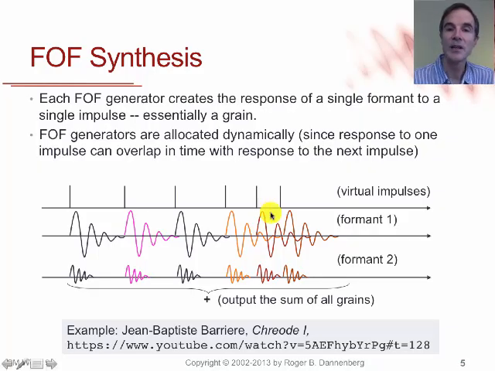And because these grains can overlap, as you see over here, when the pulses get closer together, the decay time might be so large that there's overlap. So in terms of programming, these FOF generators have to be dynamically allocated for each pulse and freed when the pulse completes, and we just sum up all of the actively running pulses. We can simulate multiple formants by just running multiple FOF generators at the same time, and we take the sum of all the grains as the output.